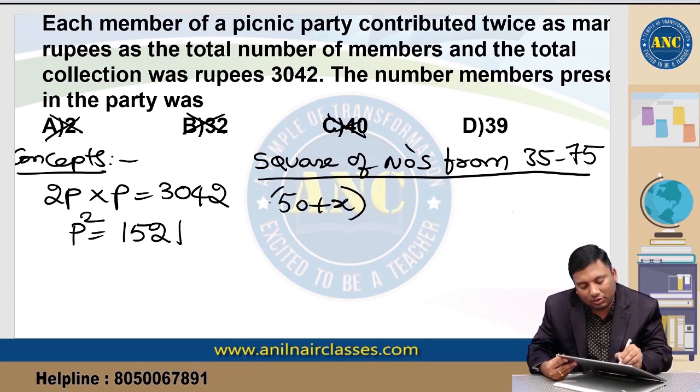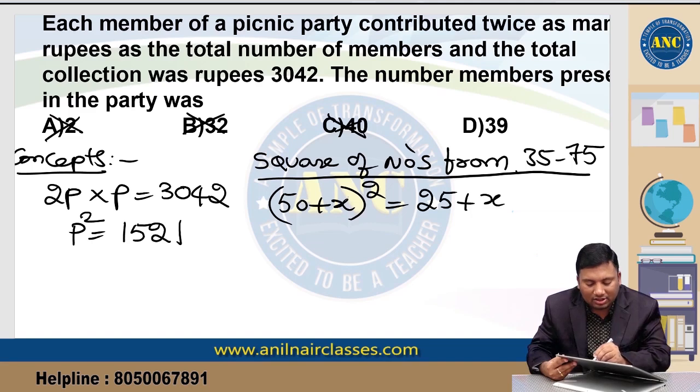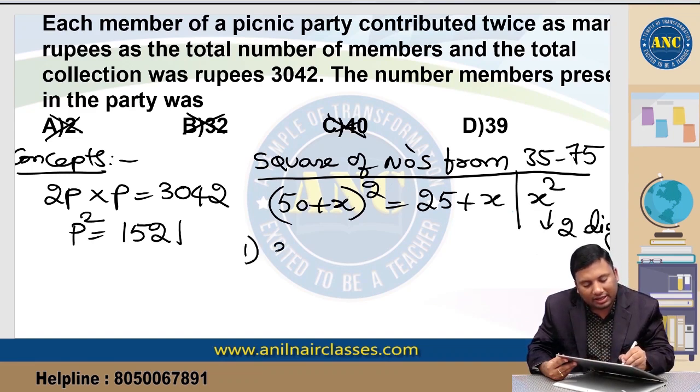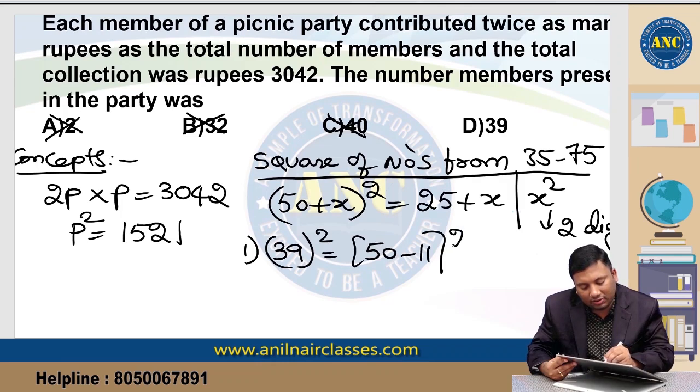(50 plus x) whole square is equivalent to (25 plus x) slash x square. x square should be in 2-digit format. Suppose I take 39 whole square. 39 whole square is nothing but (50 minus 11) whole square.